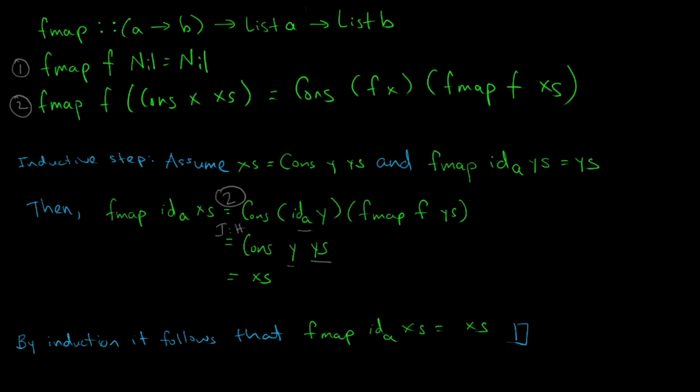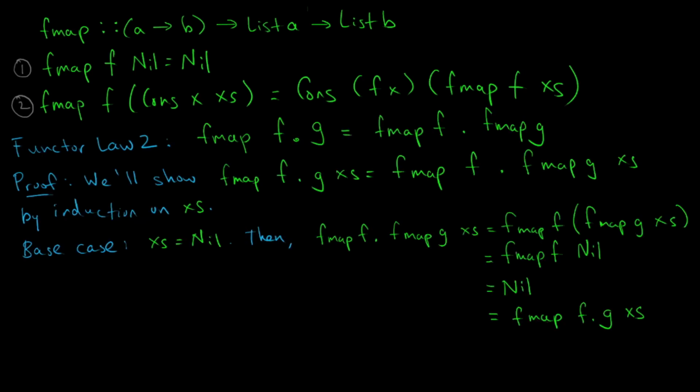Now let's move on to the next one. For this functor law, we want to show that fmap respects composition. For this, again, we're going to follow the same strategy. We're going to use a list, an element of list called x's, and we're going to show that fmap of f after g of x's is the same as fmap of f composed with fmap of g of x's. And we're again going to use induction on the x's.